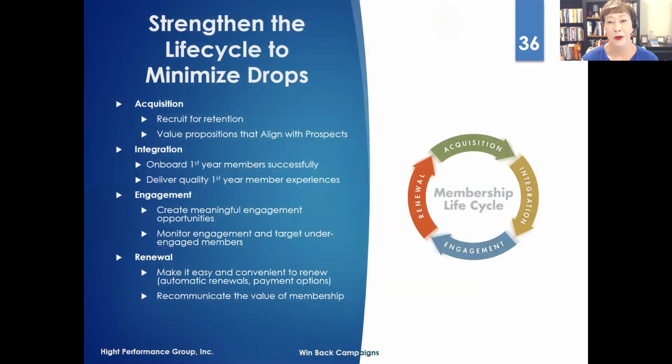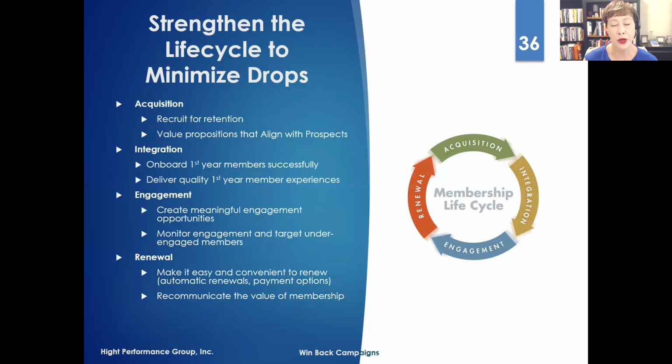So, we talked about this forgotten life cycle. We're going to be focusing on those dropped members, not quite renewed members, and get them back. But I would also ask that you think about the rest of this cycle, starting with acquisition. And I'm going to tell you the two best strategies to use for each of these stages. For acquisition, you should recruit for retention. If you spend enough time analyzing your data to know who drops and who stays, I would have you consider how you recruit and think about recruiting differently, and make sure that you use value propositions that actually align with the types of prospects you're going after.